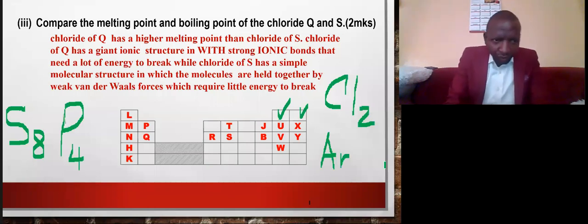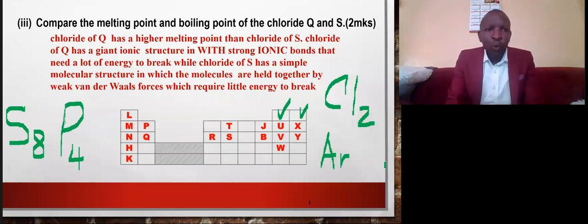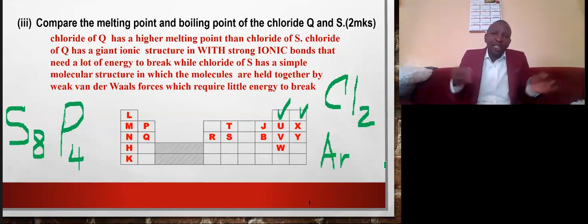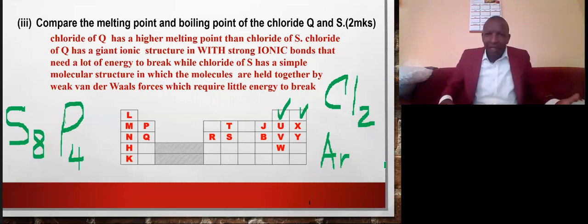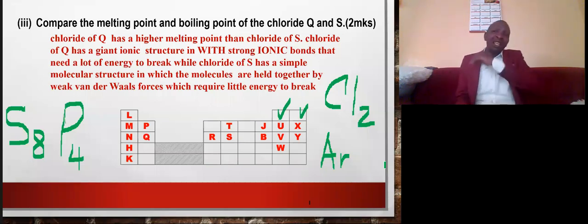Now, which one is the largest molecule between sulfur, phosphorus, chlorine, and argon? Sulfur, because it has 8 atoms joined together. So sulfur will be the largest molecule, followed by phosphorus, then chlorine, then argon. Which molecule will have the highest melting or boiling point? Sulfur, followed by phosphorus.